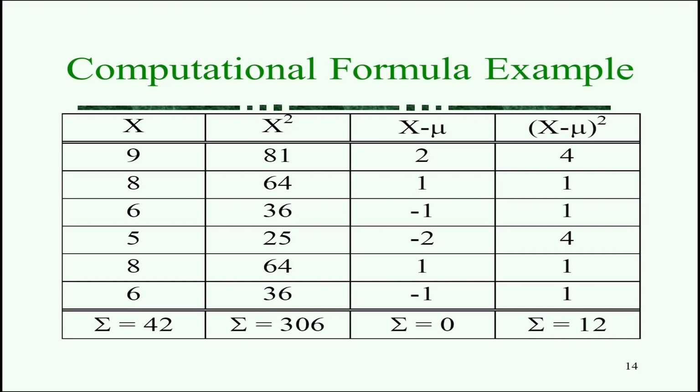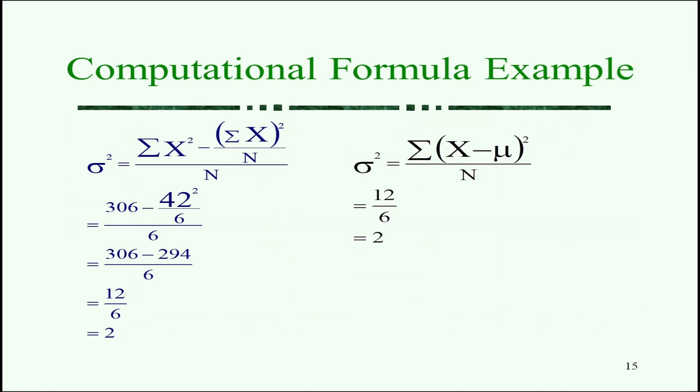The next column, according to the formula, is x minus mu. X is the given individual observation and mu is the given mean value. The summation of the first column, summation x, is 42, and the summation of x squared is 306. The summation of x minus mu, if we add the values, we get 0. The next column is (x minus mu) the whole squared. If we square the third column, we get the fourth column: 4, 1, 1, 4, 1, 1. If we add this, we get 12.